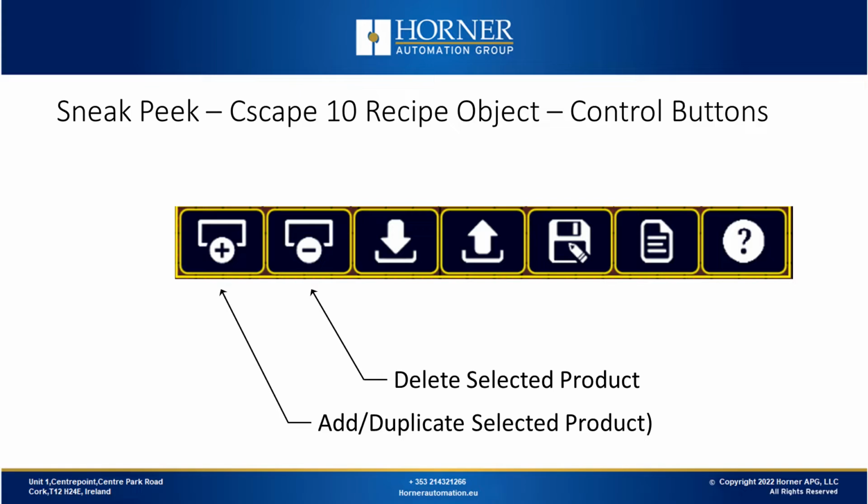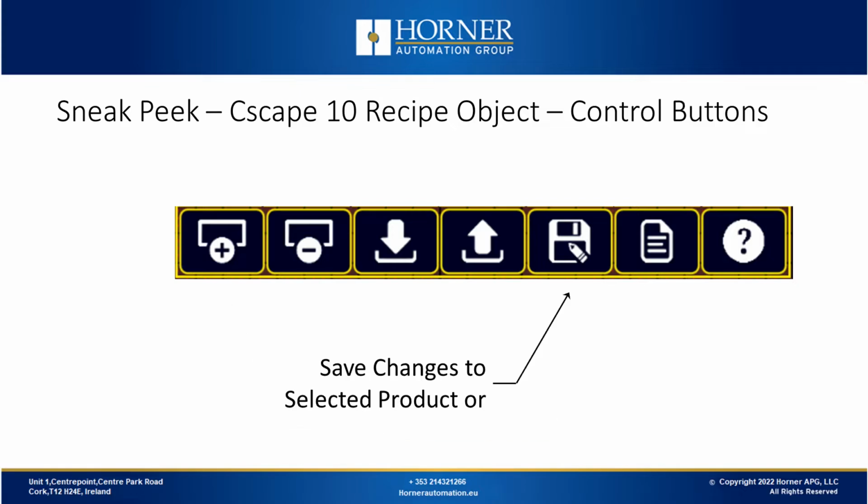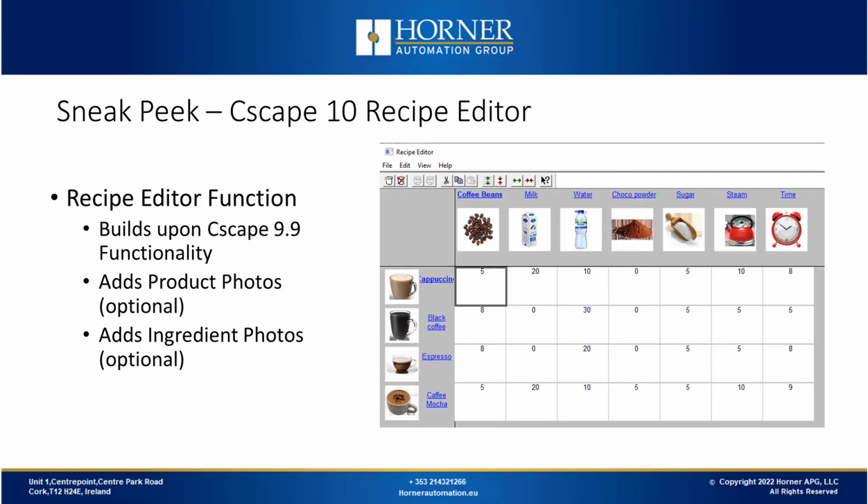For that, you can use user access capability, so the user must log in to a higher access level in order to actually utilize the recipe object. Then finally, we have the Save Changes to Selected Product button, so you can save any changes you've made. In terms of the recipe editor dialog box itself in Cscape 10, this hasn't changed much. It still remains highly functional.